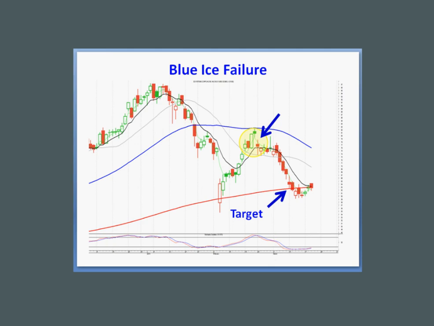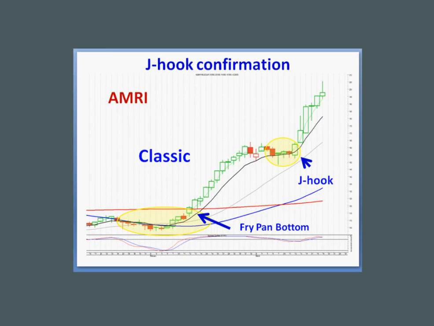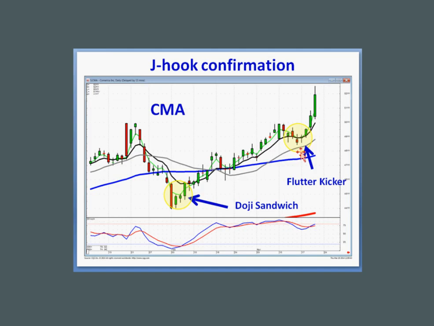You showed a J-hook a few slides back where the candle closed below the T-line. Wouldn't that be a sell? Oh boy, I don't know which one it was. Oh, right here. If this was, yes, we would have closed this out. But then look at your bullish flutter kicker. We would have bought it right back again.